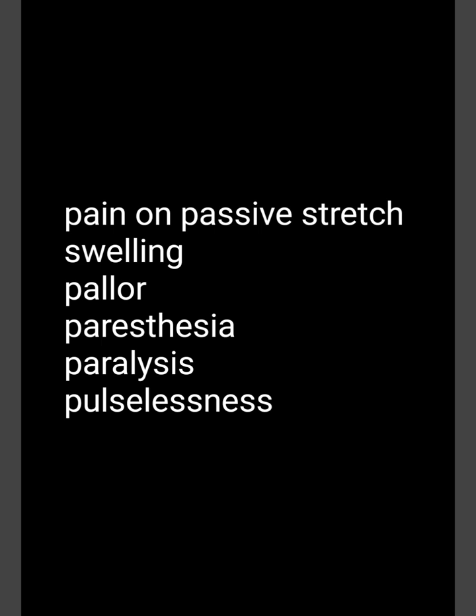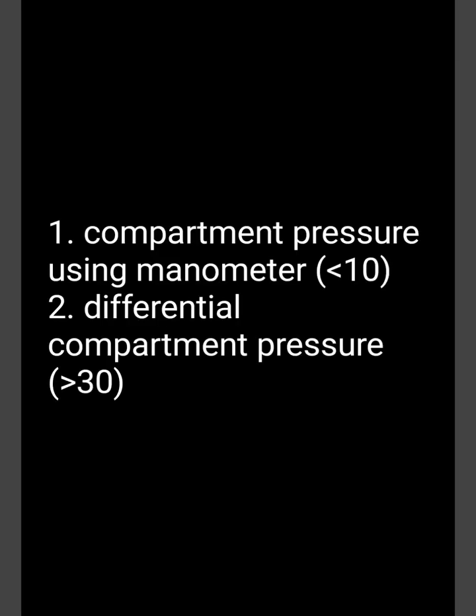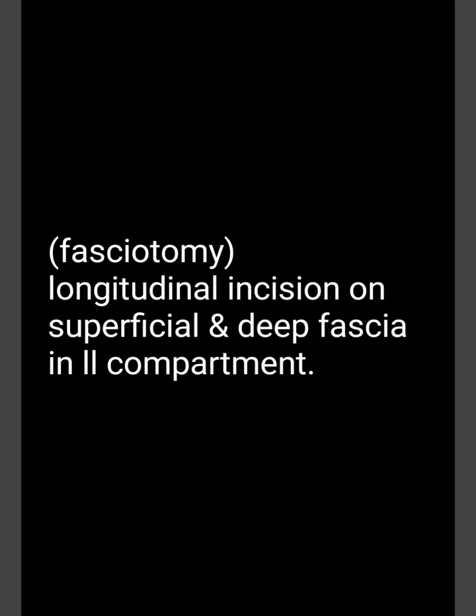Clinical features of compartment syndrome: pain on passive stretch, swelling, pallor, paresthesia, paralysis, pulselessness. Investigation for compartment syndrome: 1. Compartment pressure using manometer, greater than 30. 2. Differential compartment pressure less than 30. Treatment of compartment syndrome: fasciotomy. Longitudinal incision on superficial and deep fascia in all compartments.